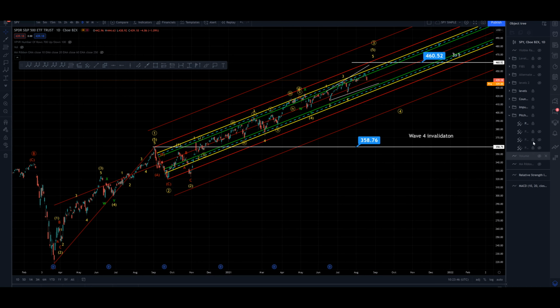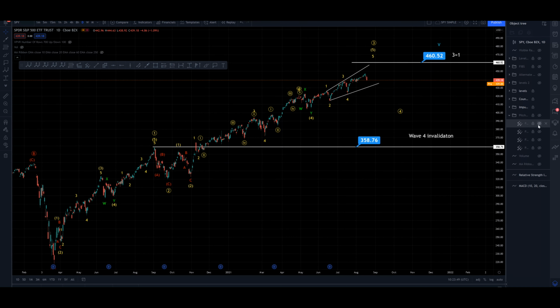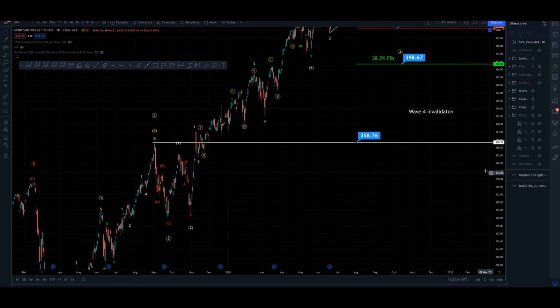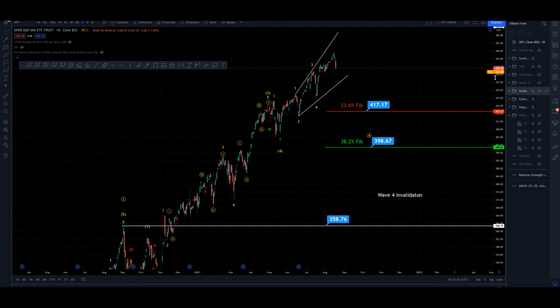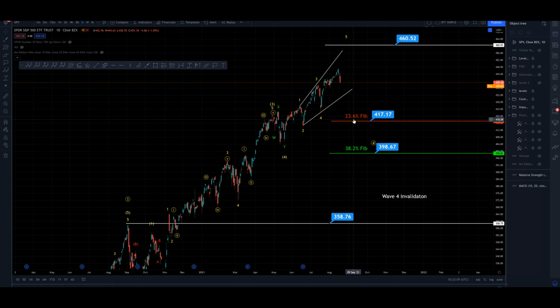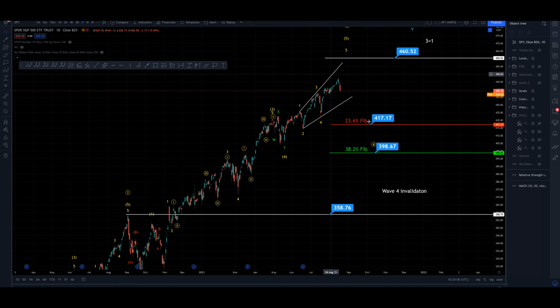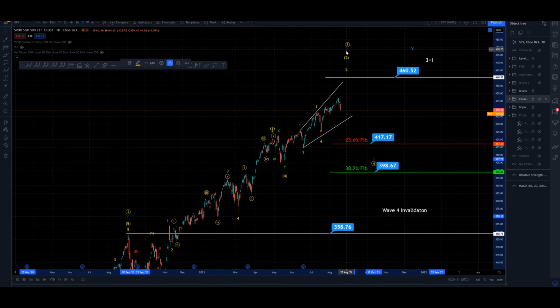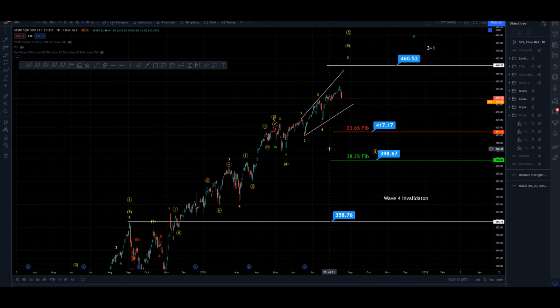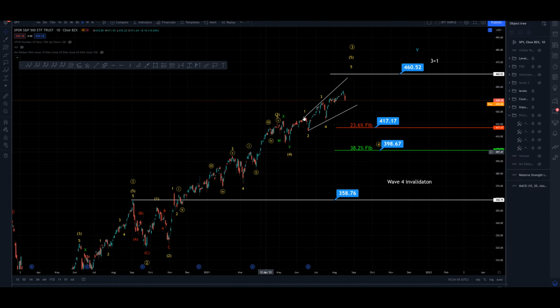And on that note, I have a couple of levels to look at. So let's just hide this again. These are two fib retracement areas for a wave 4 at primary degree. We have 23.6, which is 417.17, and we have 38.2% at 398.67. These are the typical retracements for a completed wave 4 retracement after completing a wave 3, and that's based off of taking the length of this whole move here for 23.6 and 38.2.